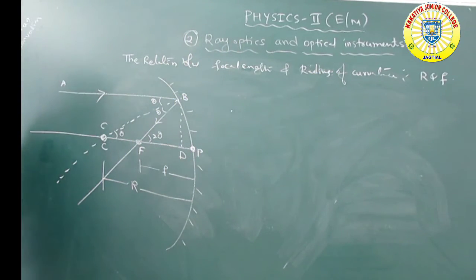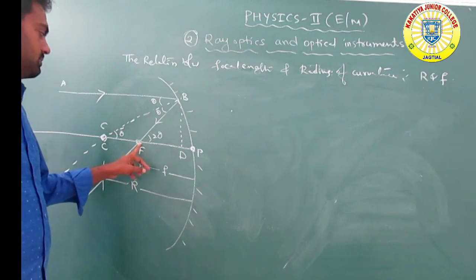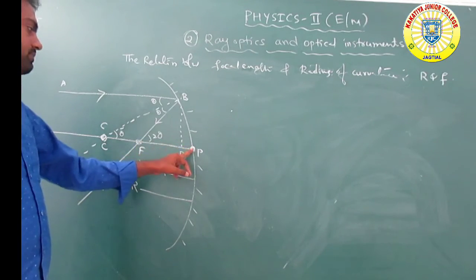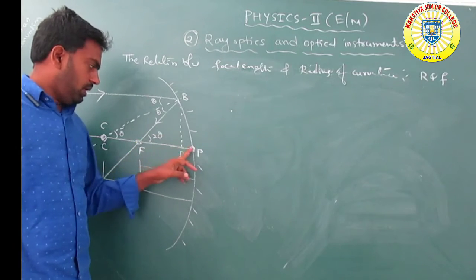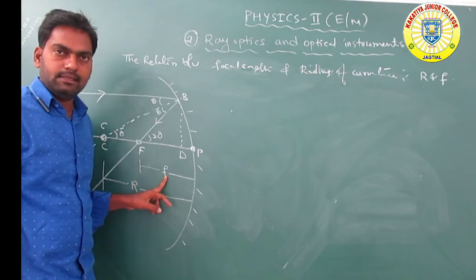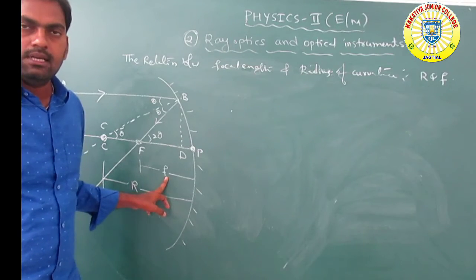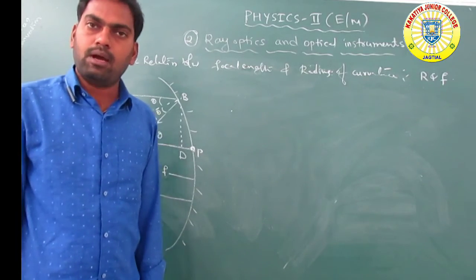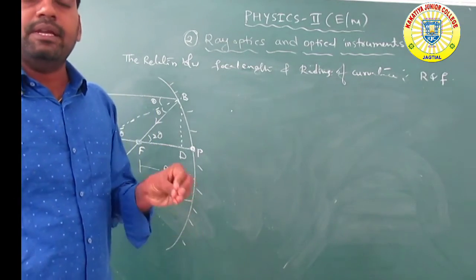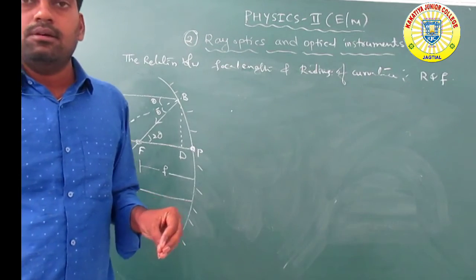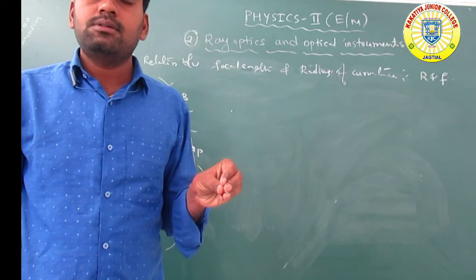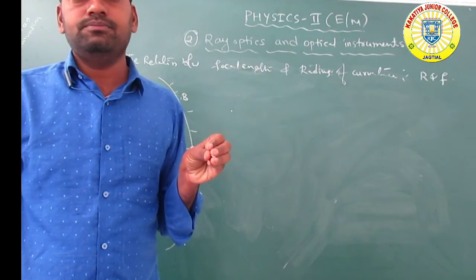First of all, what is the focal length? The focal length is the distance between the focus and the pole of the mirror. We also discussed the relation between the focal length and the radius of curvature. Now prove that R is equal to 2F.